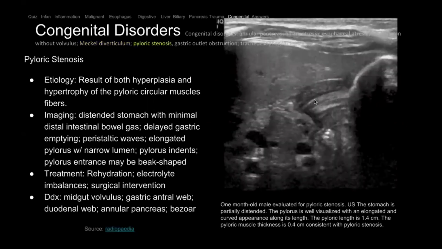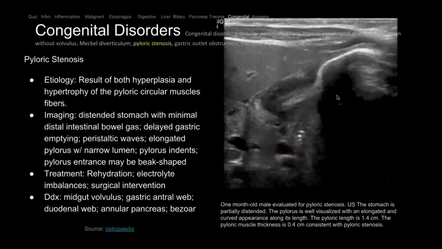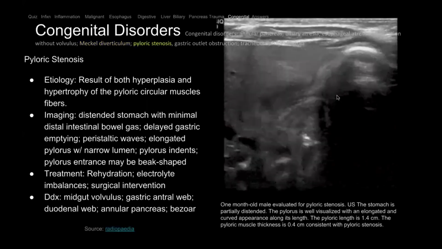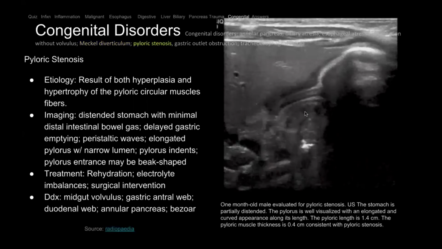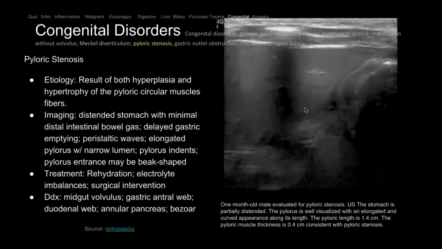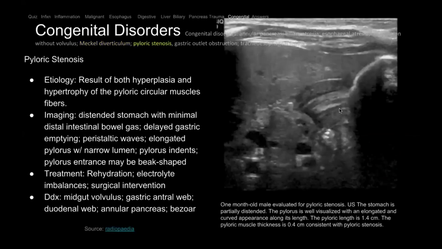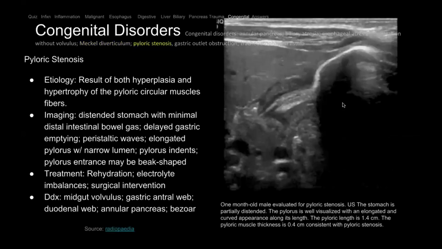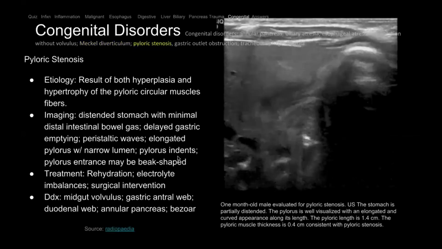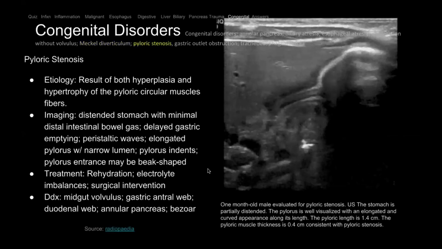You can have this little palpable ball, they call it an olive appearance or sensation, and it's not relaxing. So children can have intractable vomiting and intolerance of PO.